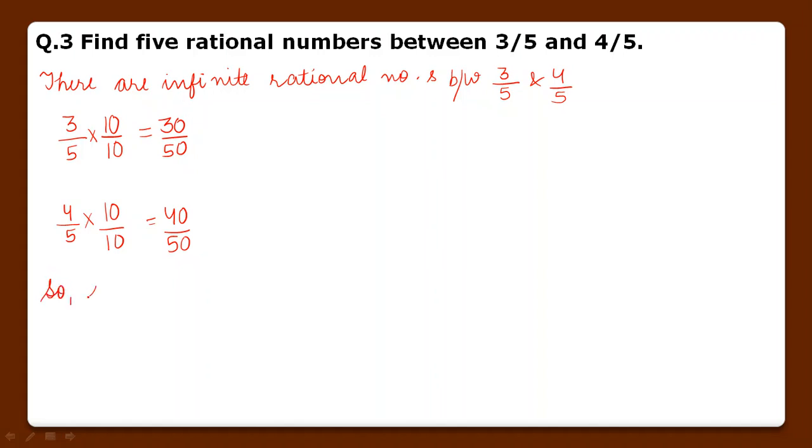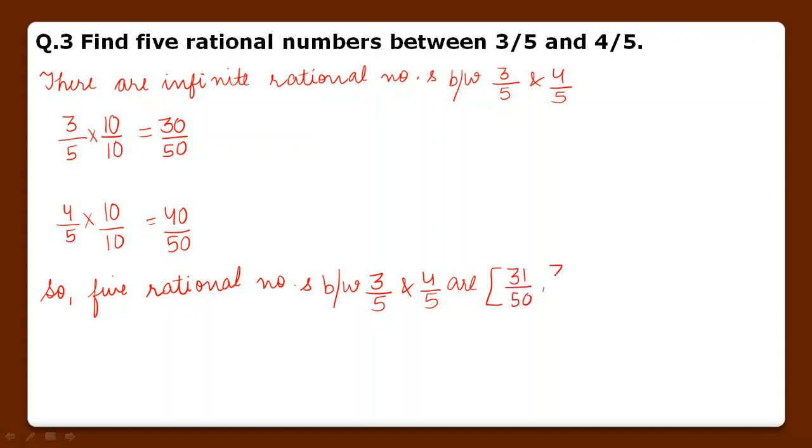So 5 rational numbers between 3 upon 5 and 4 upon 5 are what? 31 upon 50, 32 upon 50, 33 upon 50, 34 upon 50, 35 upon 50. So in this way, we have found out 5 rational numbers between 3 upon 5 and 4 upon 5.